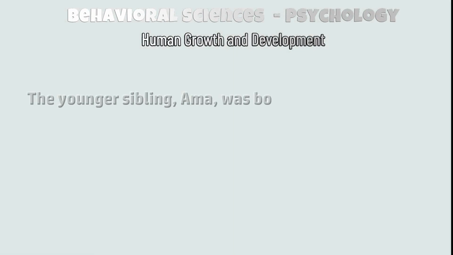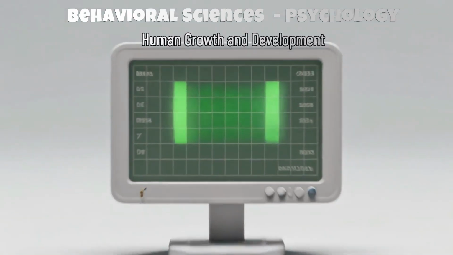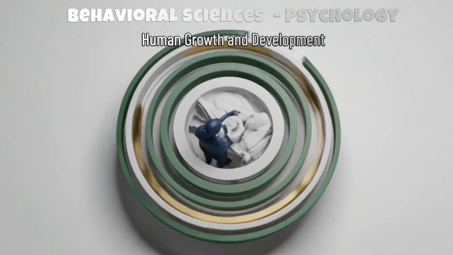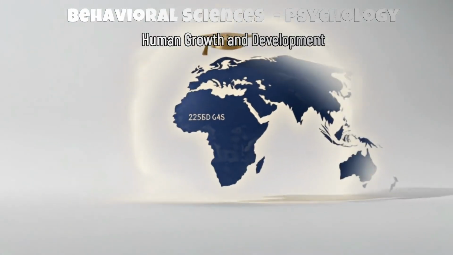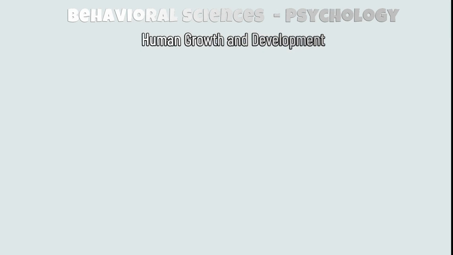The younger sibling, Ama, was born during a period of financial hardship. Their mother experienced significant stress and nutritional deficiency during pregnancy. Ama had limited access to healthcare in her early years and frequently missed meals. At age 5, both children are assessed at a community health post. Despite having the same biological parents and therefore similar genetic potential, Kofi is meeting all developmental milestones with ease, while Ama is showing delays in language and fine motor development. This case illustrates perfectly how the same genetic background can lead to very different developmental outcomes when the environmental conditions are different.